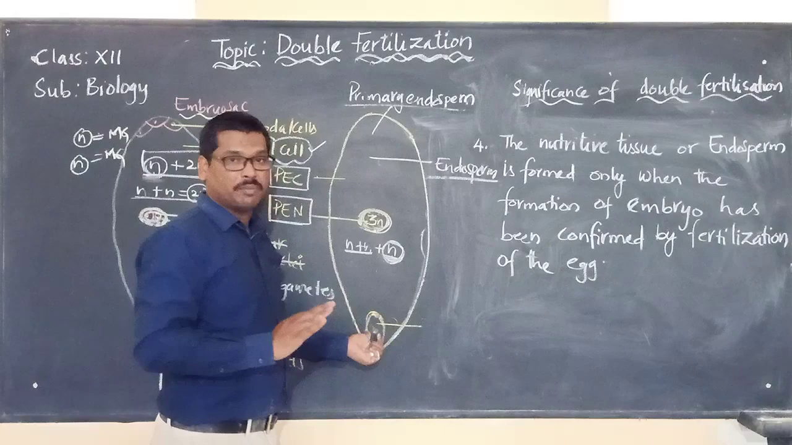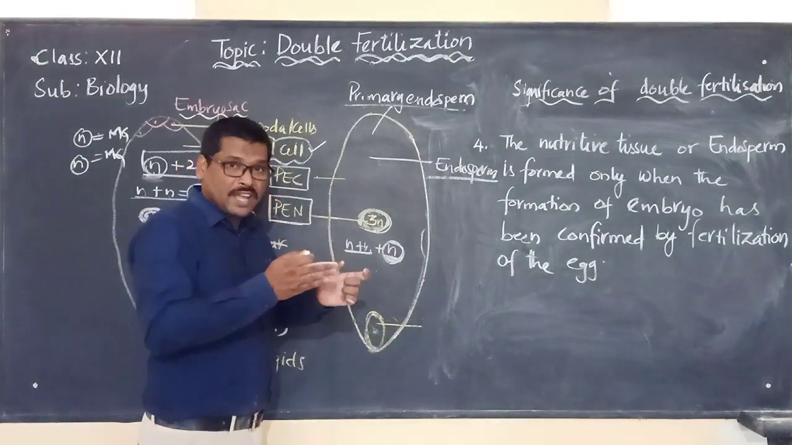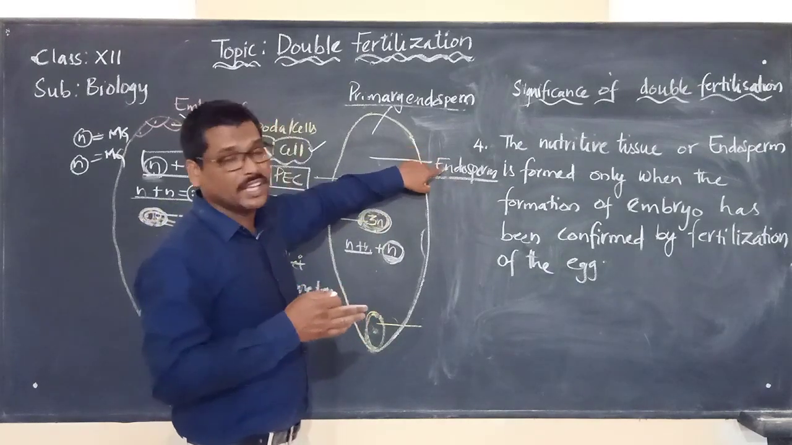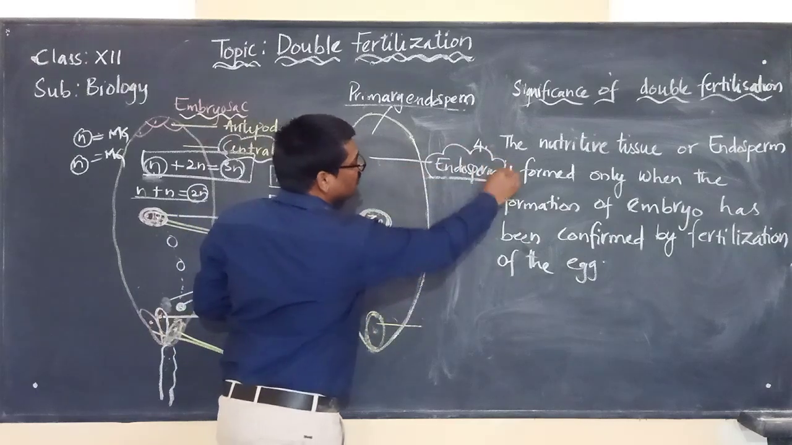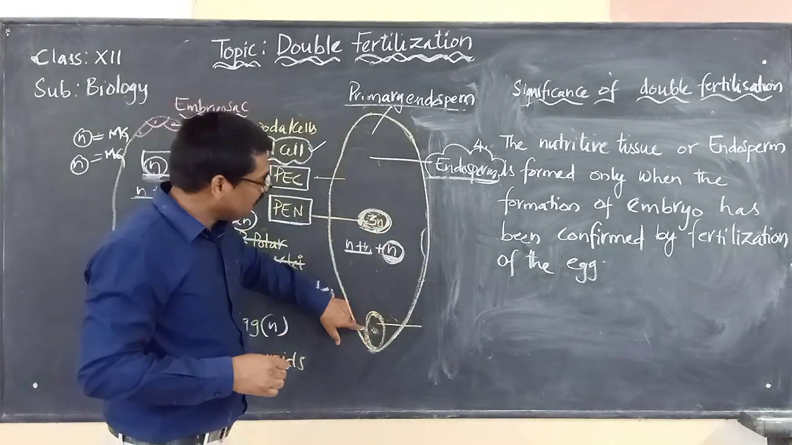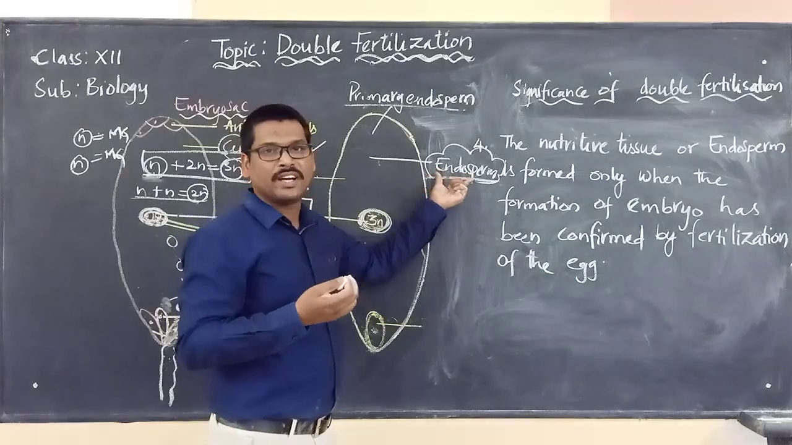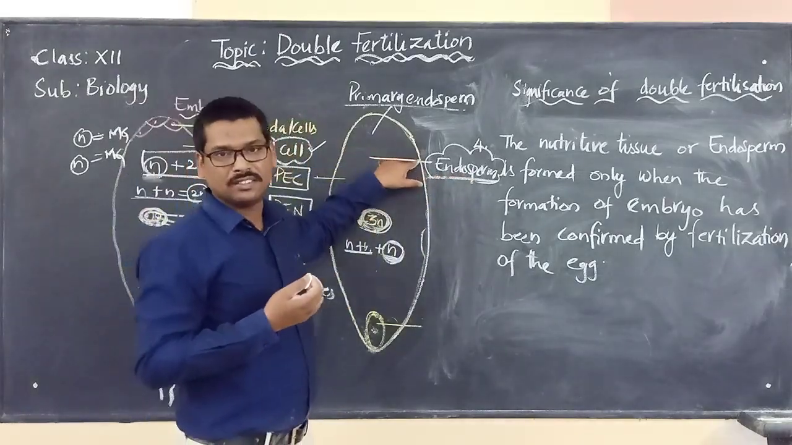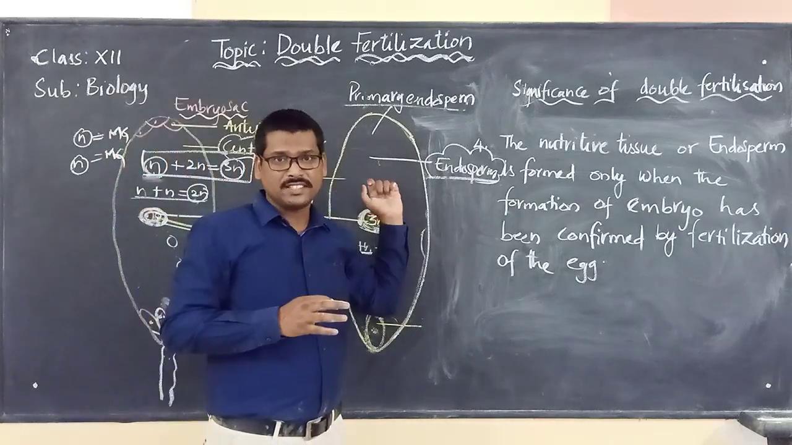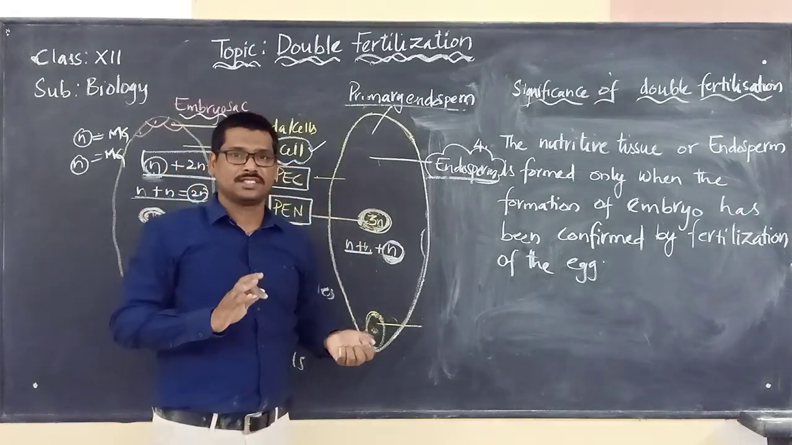So once the zygote is formed, it is confirmed that embryo will be formed. In that short period of time, endosperm will be formed. And then only after the formation of the endosperm, this zygote develops into embryo. So for the growth and development of the embryo, endosperm is required. So these are all the points which we should keep in mind when we discuss double fertilization, which is a very, very important topic in reproduction in flowering plants. Thank you so much.